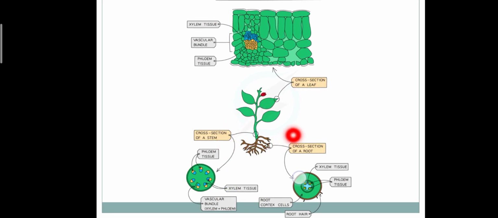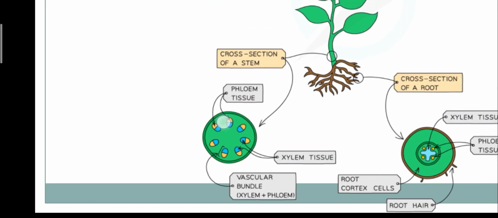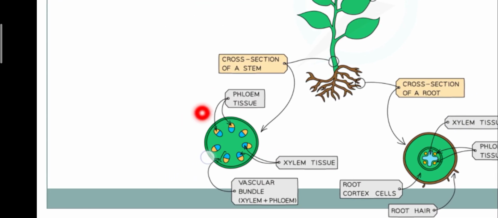If we talk about the cross section of the stem of the plant, here we can see the phloem tissue, shown by a yellow color, and here we can see the xylem tissues, shown by a blue color, and this whole area is showing the vascular bundles which consist of xylem and phloem.